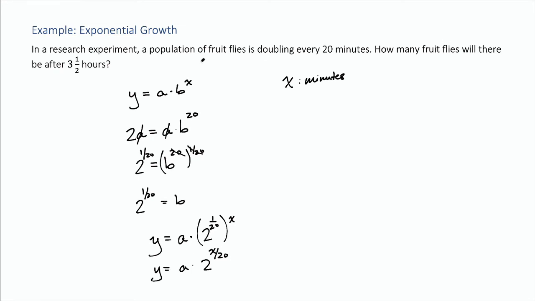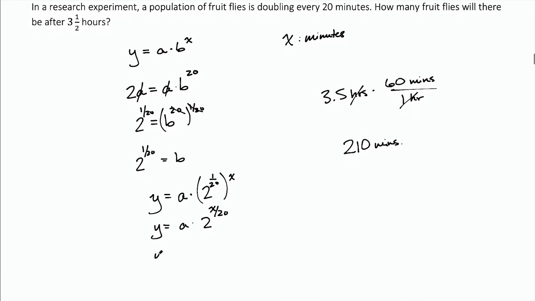How many fruit flies will there be after 3.5 hours? So we need to get from hours to minutes, since I'm measuring things in minutes. So 3.5 hours. To convert to minutes, we know there are 60 minutes in an hour. And that'll cancel out hours for us, and that'll tell us how many minutes we have. This ends up being, well, 3 times 60 is 180, and then plus another half of that, which is 30. So this is 210 minutes.